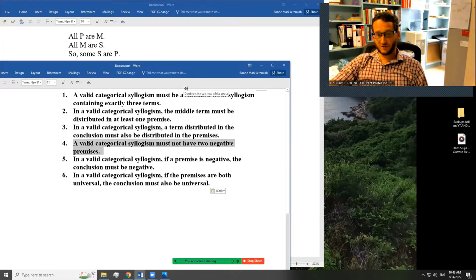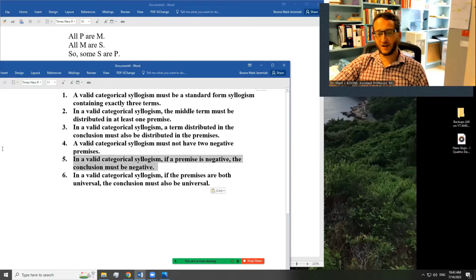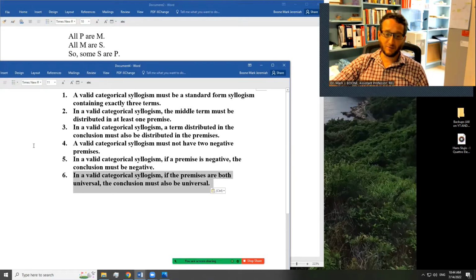A valid categorical syllogism should not have 2 negative premises. Sorry, both premises are positive, affirmative. They're A's, not E's or O's. They're not I's either, but they are A's, so they're affirmative, not negative. In a valid categorical syllogism, if a premise is negative, the conclusion must be negative. We don't have any negative premises, no problem there. So this rule, that's probably the one. If the premises are both universal, the conclusion must also be universal. Is that rule broken? Yes, so it is. So this argument breaks the 6th rule.